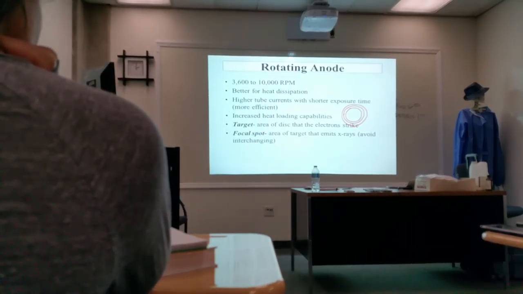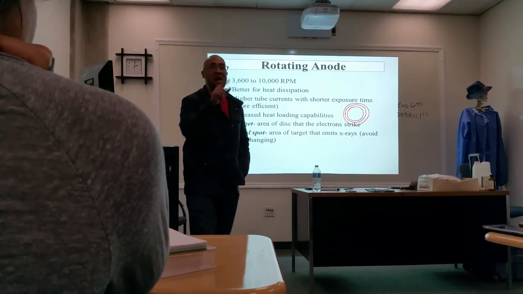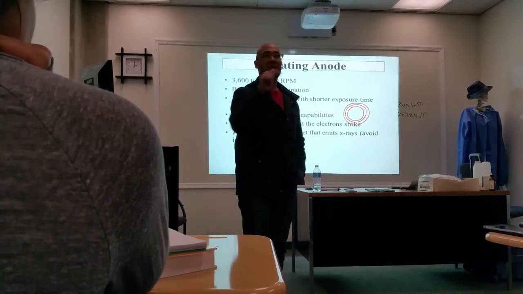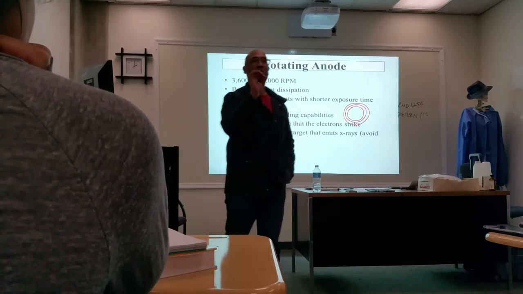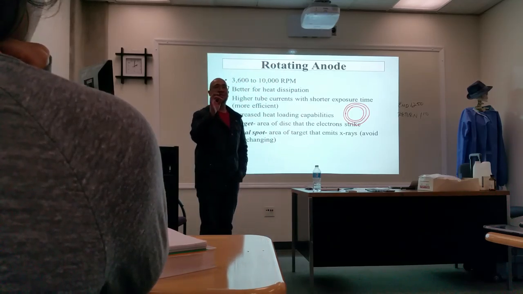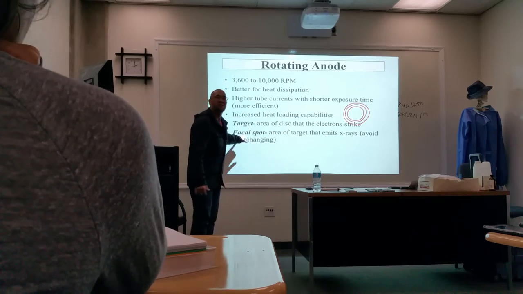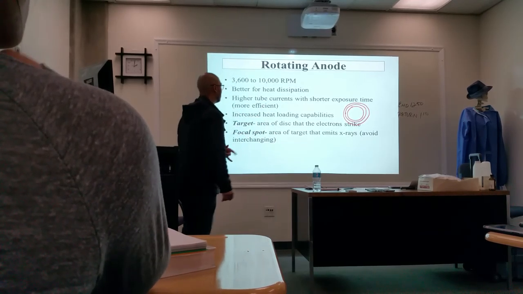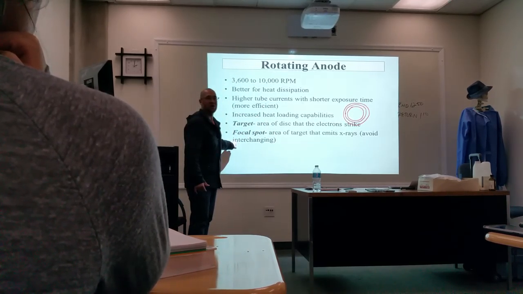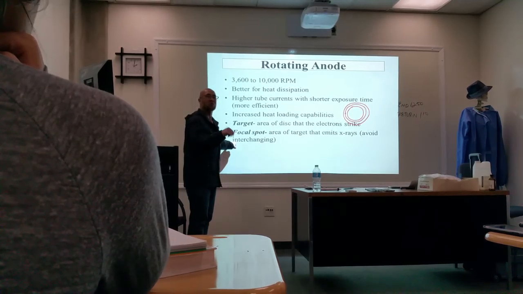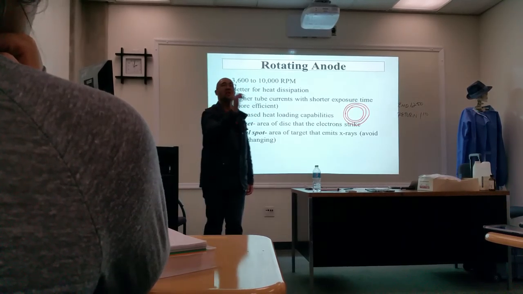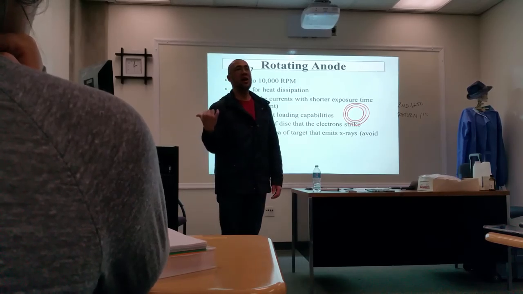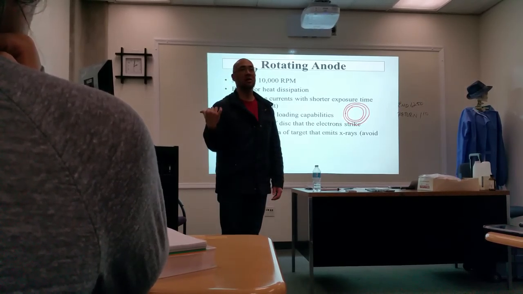Where did we see that term before, focal spot? You guys remember back in the filament, it said large FSS or small FSS? Large focal spot size corresponds with the large focal spot. The small focal spot size corresponds with the small focal spot. Okay, so focal spot size refers to the filament. The focal spot refers to the anode, the target. You guys got it?